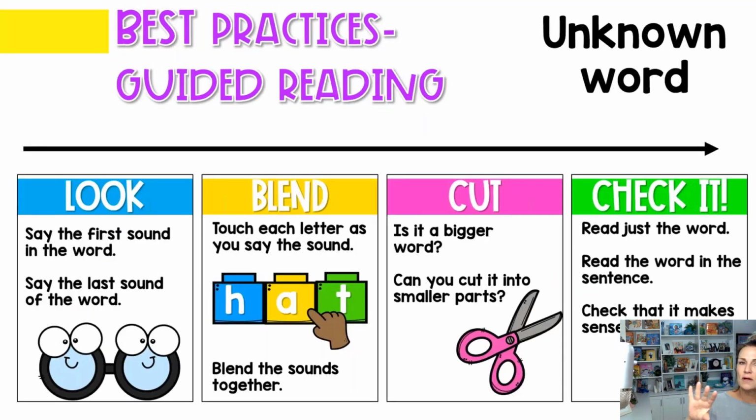So these are the revised best practices. Instead of using guided reading, when we come to an unknown word, these are the cues that we should incorporate into our instruction, starting from the left and going to the right. We're going to ask them, hey, look at the word, say the first sound in the word, say the last sound in the word. Now let's touch each letter as you say the sound. We're going to look at it and we're going to cut it. Is there a bigger word in there, or can we cut it into smaller parts?